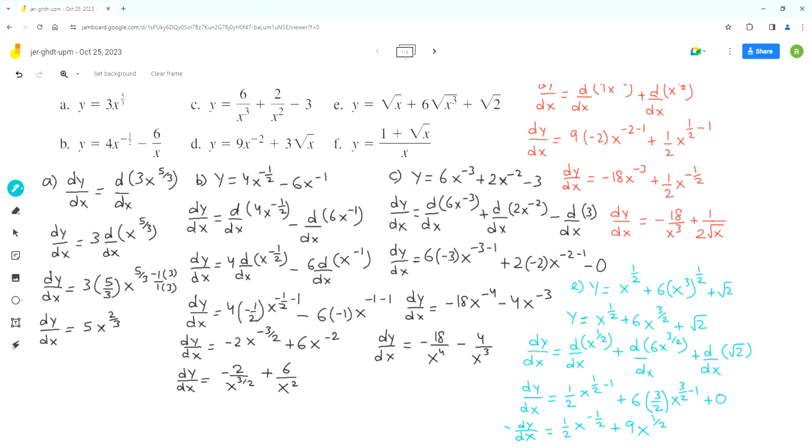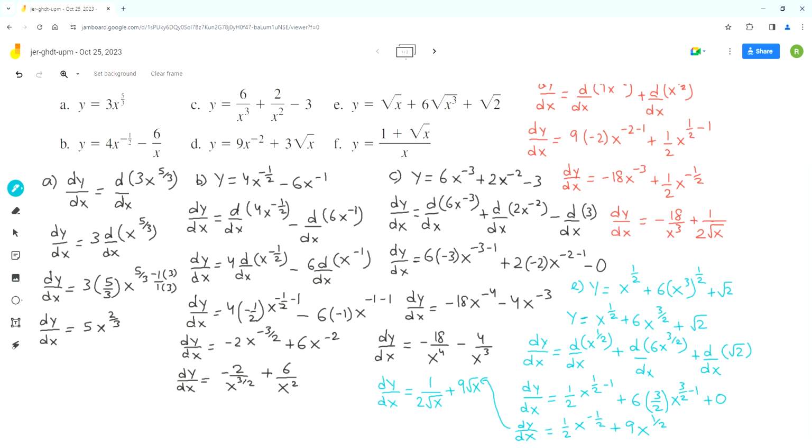Now we can rewrite this in the form of radicals. So we get dy over dx equals 1 over 2 square root of x. Because of the negative exponent, the x moves to the denominator with the 2. And then plus 9 square root of x. So this should be the final answer for part E.